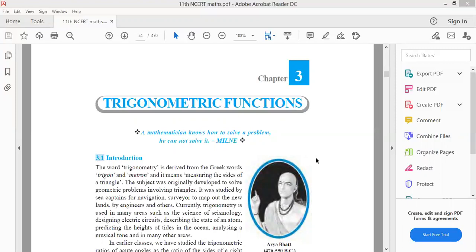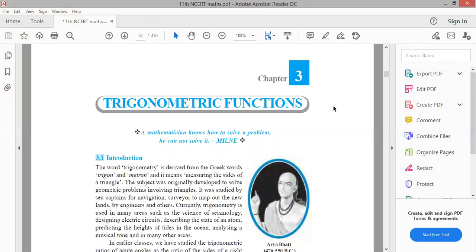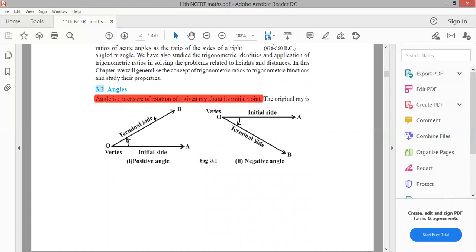Before going to the concept of trigonometric functions, we will once again refresh your memory by giving some basic definitions of trigonometry. You know very well that the word trigonometry has been derived from two Greek words, trigon and metron, which means measuring the sides of a triangle. So this is the root meaning of these words.